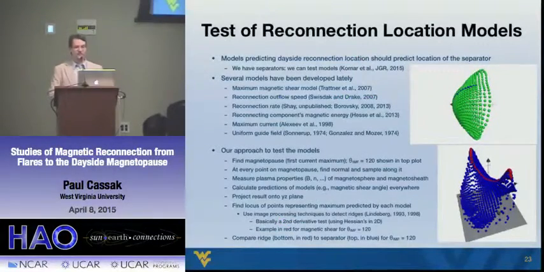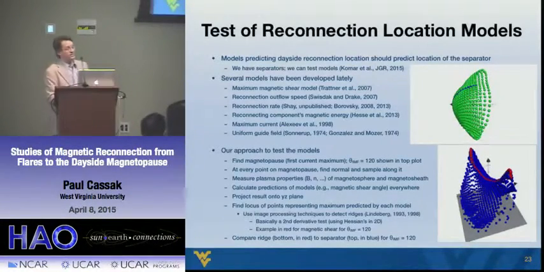Okay, so one of the things that you mentioned that we're interested in is where reconnection happens. There's a number of models on this. I'm not going to go through all the details, but there's a number of models of, if you tell me what's going on either side of the magnetopause, then I can tell you where reconnection is going to be. They haven't really been tested terribly well, and so that's something that we decided to do now that we're able to see where the reconnection is actually happening, where the separators are.